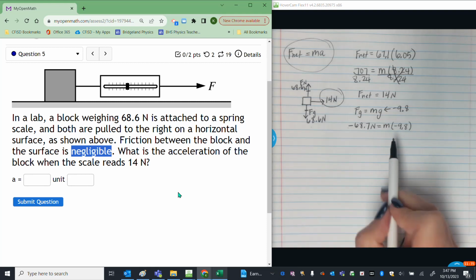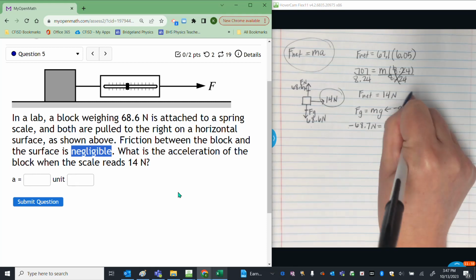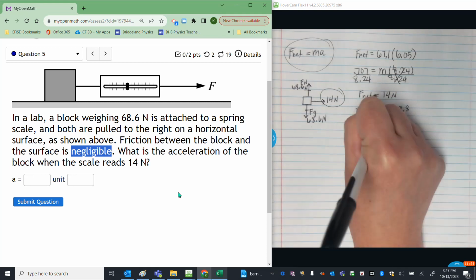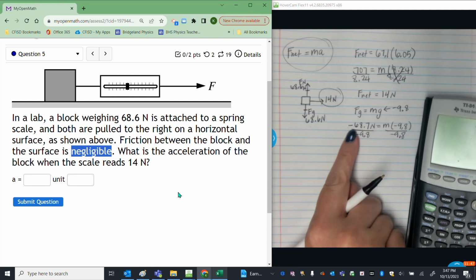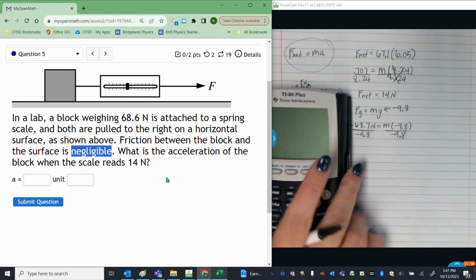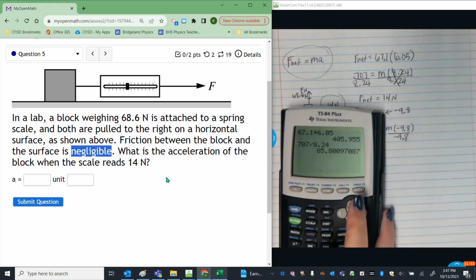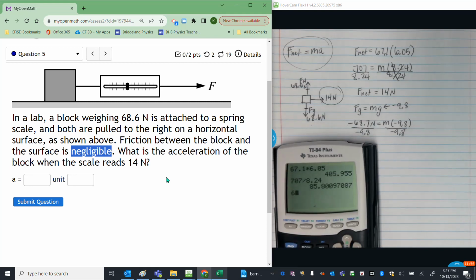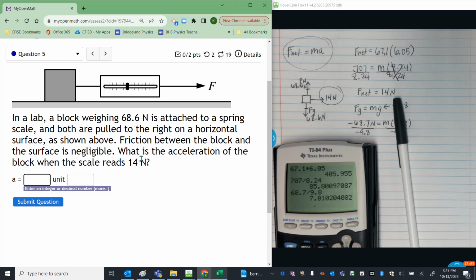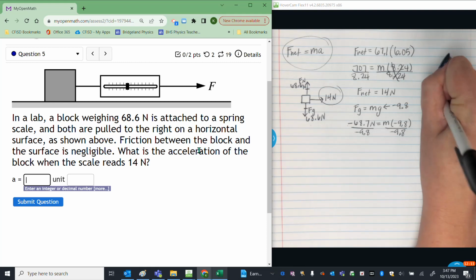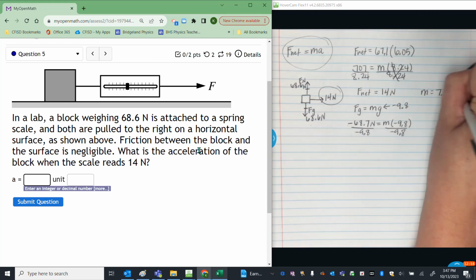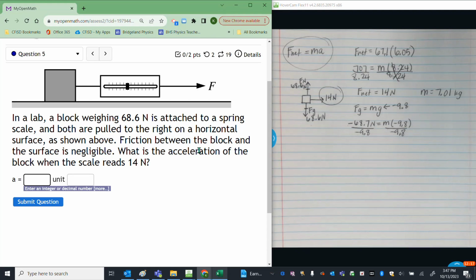If I want to solve for mass, I need it by itself. I need to divide both sides by negative 9.8. And so that's what's going to go in my calculator. These negatives are going to cancel, so it's really just 68.7 divided by 9.8. 68.7 divided by 9.8, and that gives me my mass, 7.01. Sorry, that's not my answer, that's my mass. So let's go ahead and label it. M is 7.01 kilograms. Okay, so we have our mass, we have F net.